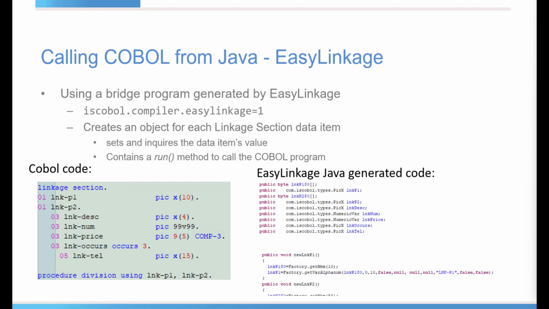But the most common usage of Linkage is when you're going the other way, from Java to COBOL. If you set Linkage to 1, it'll automatically generate a Java bridge program that handles the communication between your COBOL program and the Java programs. Now, the bridge program that gets generated by setting Linkage to 1 uses the COBOL program's linkage section, and it takes care of passing data correctly between the two languages. It also contains a run method so it can call the COBOL program. Now, we're going to look at several examples of this in the demonstration.